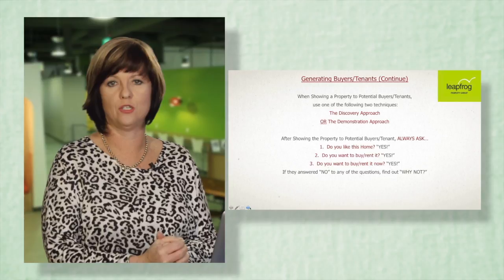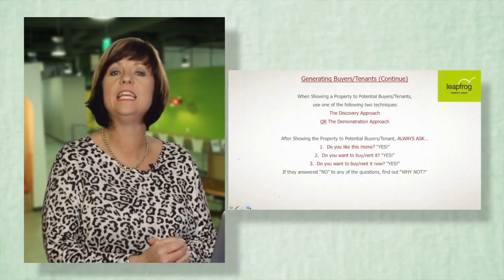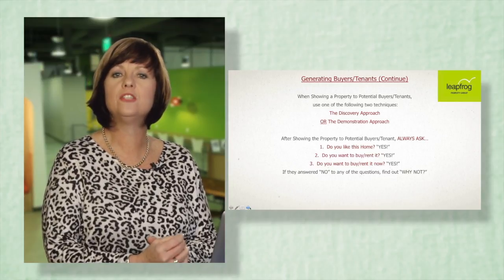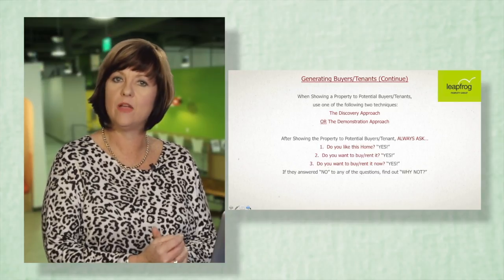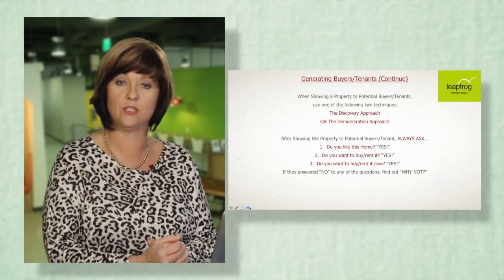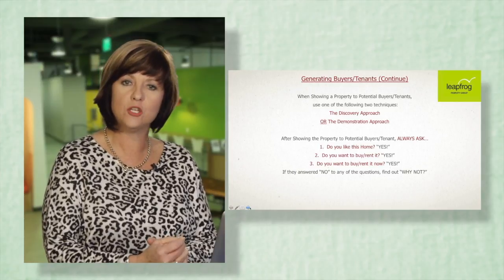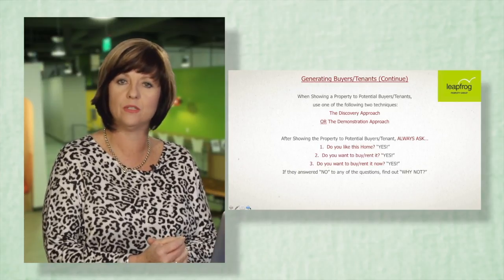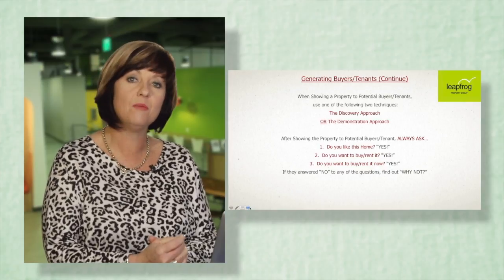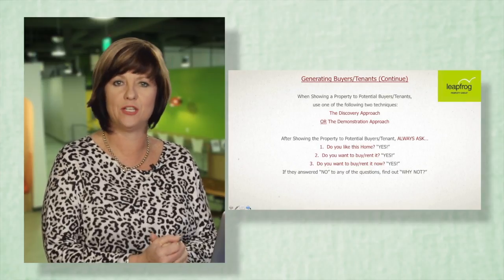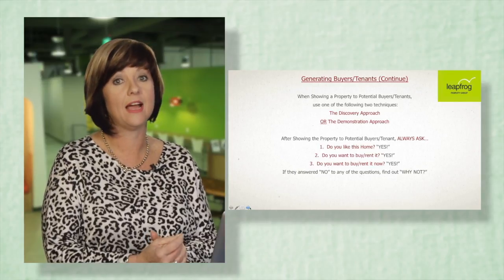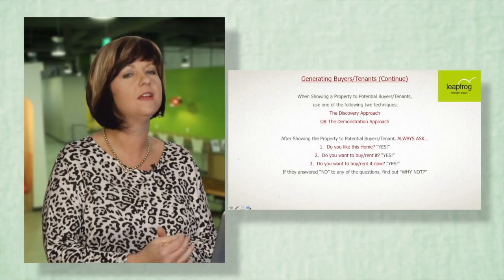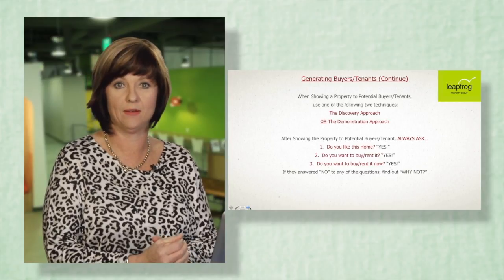A discovery approach type of person likes to take the lead by themselves. They like to discover the home or the property on their own first, and then they will come back and ask the necessary questions. Always make sure that with a discovery type of person, you're not treating them in the same way that you would treat a demonstration type of person. Remember, discover, they like to go first. Demonstration, they would like you to lead the way.